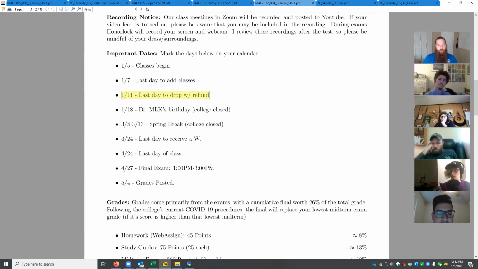Look over your schedule, think about your time commitments, and make sure that you're in a situation that is manageable according to those dates. The 18th of this month is Dr. King's birthday, so there will be no class. The college is closed then. Spring break is March 3rd through March 13th, so of course there will be no class then.